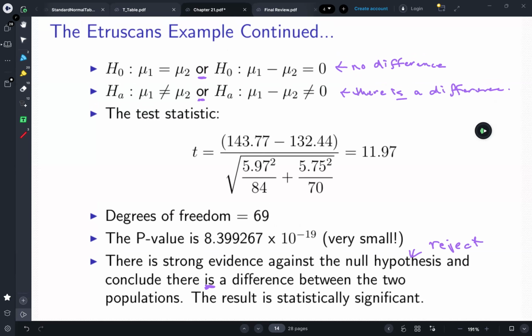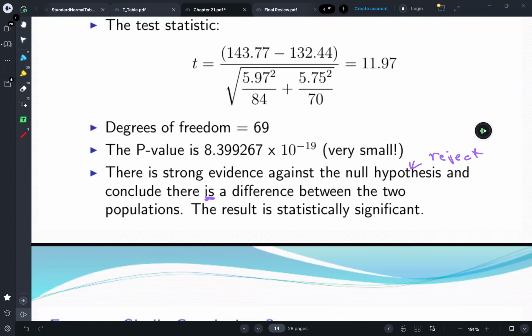Right, so it's very similar to everything we did in chapter 20. We're always using the t for these questions, right? We only use z when we know the population standard deviation. But for all these, it's all t. Everything in 20 and 21 is always t.